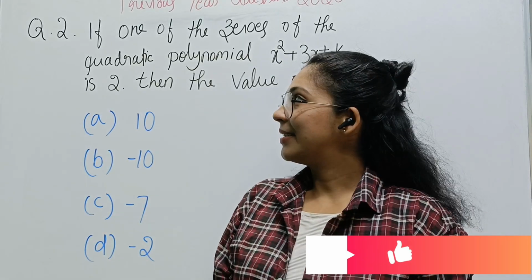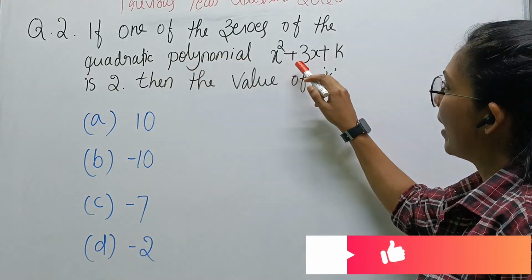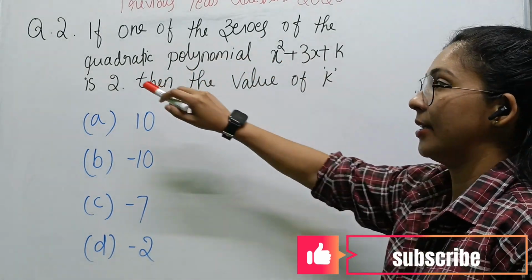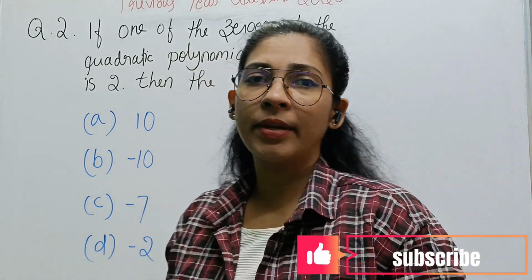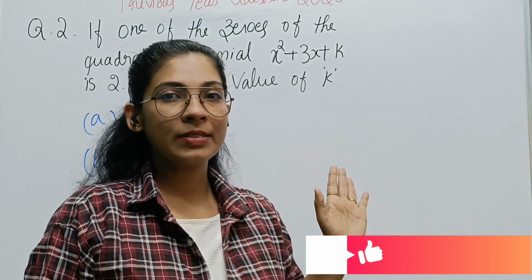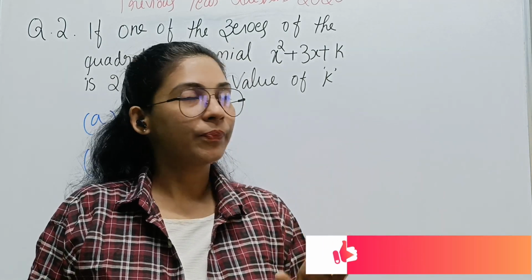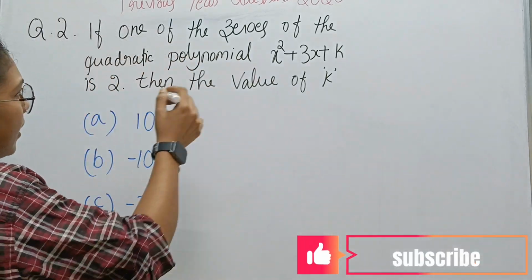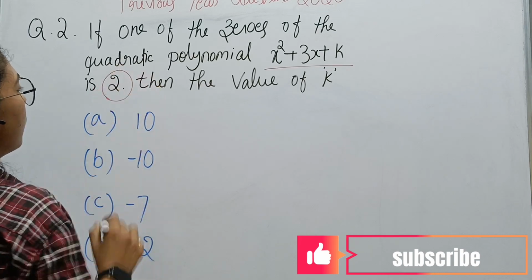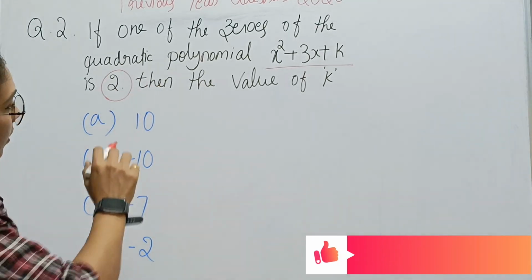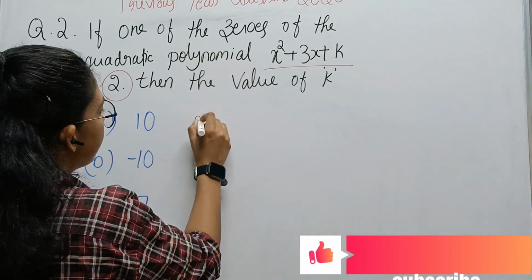Now, the second question is: if one of the zeros of the quadratic polynomial x square plus 3x plus k is 2, then find the value of k. What is a zero of a polynomial? If we substitute the value of the zero into the polynomial, then we get the value 0. Given that x square plus 3x plus k is a polynomial, and one of the zeros of the polynomial is 2, let's equate.